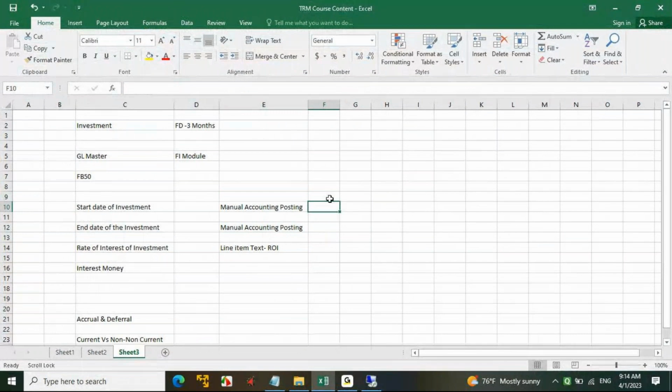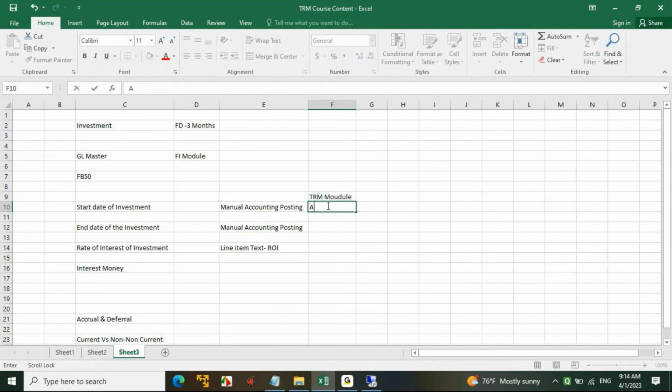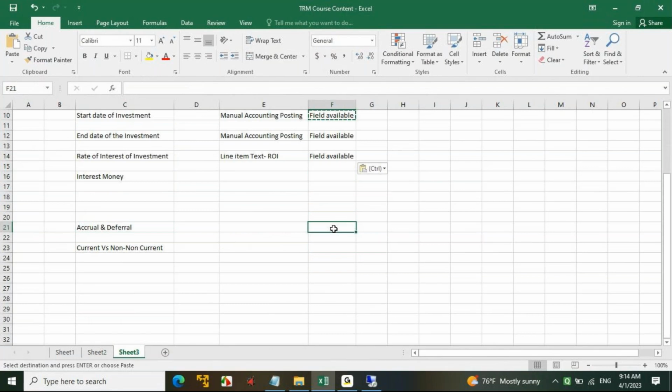All this posting in FI, in the Treasury module, the TRM module, is automatic accounting posting. Whether it's the start date, everything. Now if you have the TRM module, you can enter the start date as a field, right? In the fields available, for start date, end date, rate of interest, all these things, you can even do the configuration for accrual and deferral. It would be a single time. Once you define the accruals and deferrals, the system will do that as automatic posting.